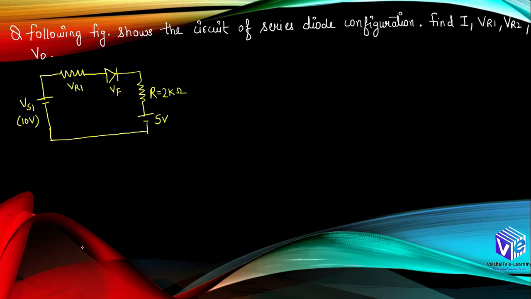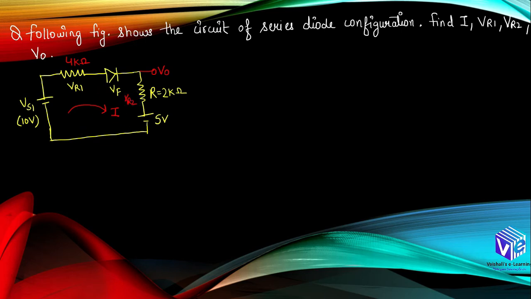The first question states: the following figure shows the circuit of a series diode configuration. Here in this circuit you can see the diode is placed in series, right? And we have to find the current I that is flowing through this circuit. We have to find VR1, VR2 and V0, where V0 is the output voltage taken from this terminal. So we have to calculate VR1, the voltage across resistor 1, and VR2, the voltage across resistor 2, where resistor 1 has the value 4 kilo ohm and resistor 2 has the value 2 kilo ohm.